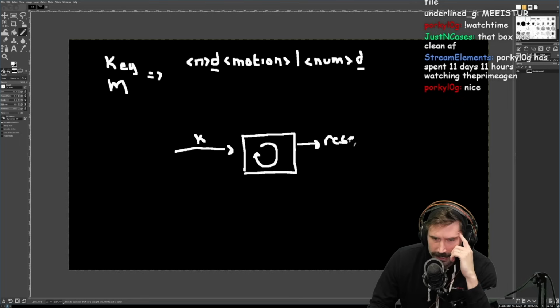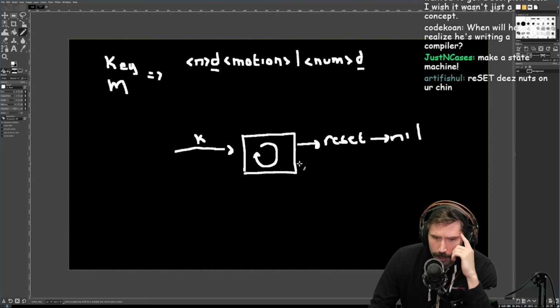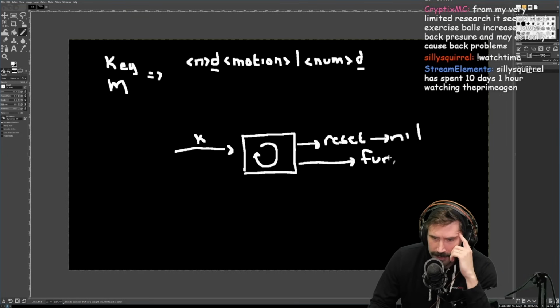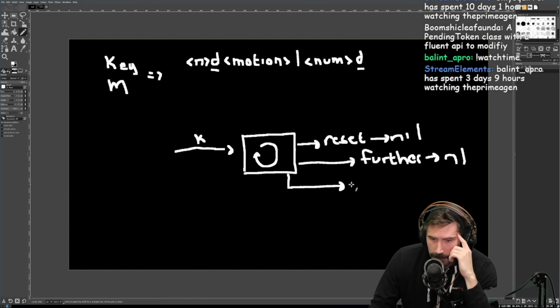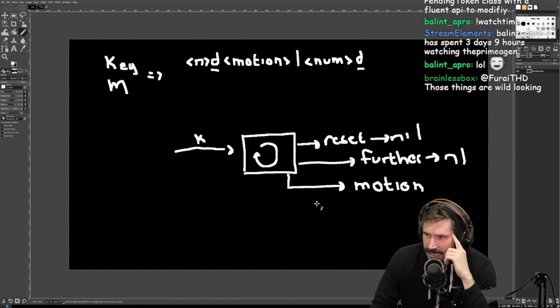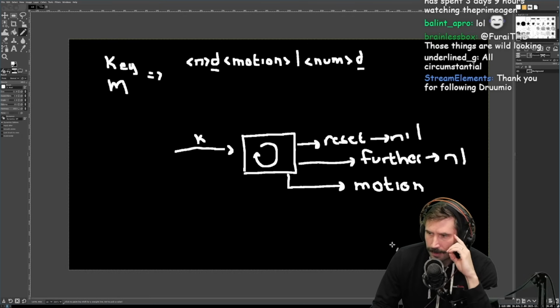Yeah, this makes sense. You're going to have to do a reset, and then you're going to have to return out nil, right? Or you're going to go further into your motion, which will also be a nil. Or you're going to return out the motion. Does that make sense? That's the three different things we have to have: you had a bad sequence, you had a good sequence that made you go further, or you had a motion.